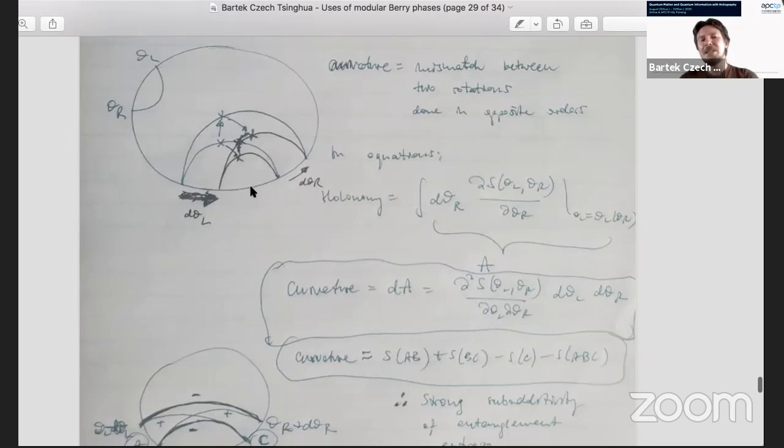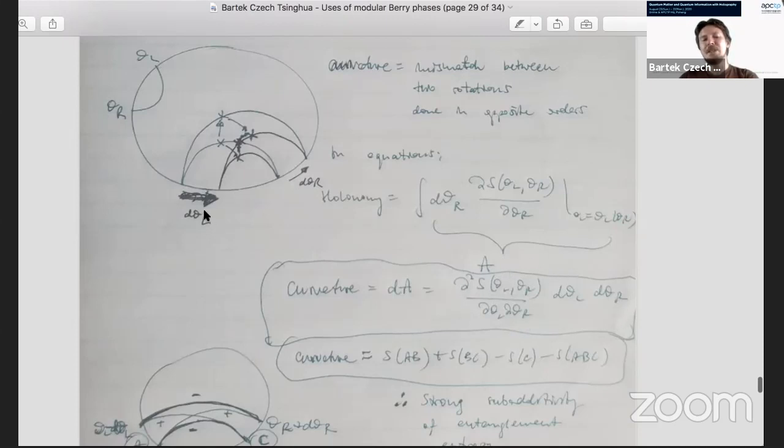So imagine that, as for the curvature, I'm getting the second partial derivative of S, which is the entanglement entropy of the region with endpoints at theta left and theta right. A second derivative as I vary the left and the right. And then I get a wedge product of d theta left and d theta right. Let's think about what this quantity means.